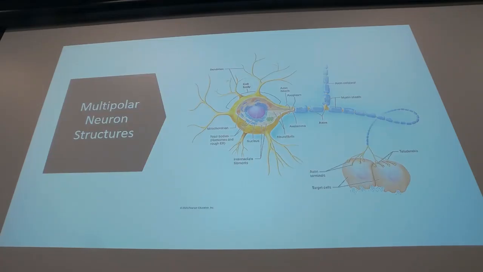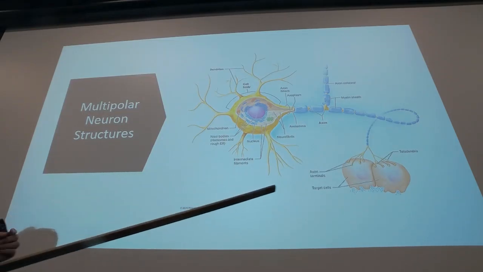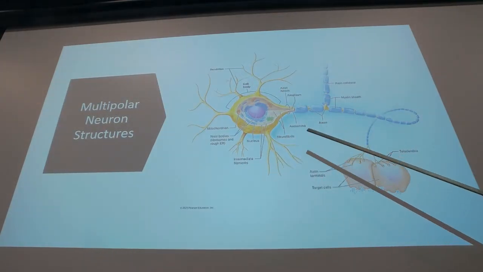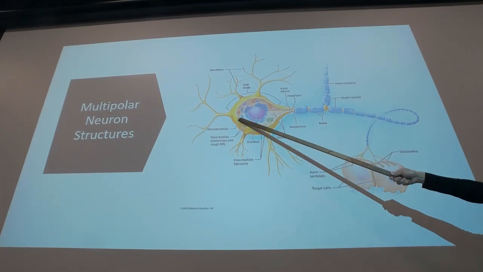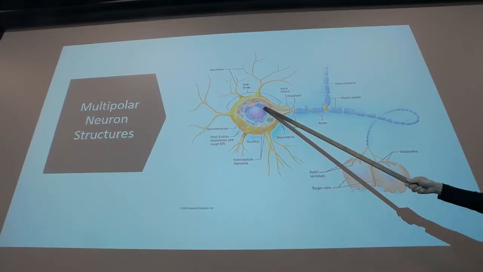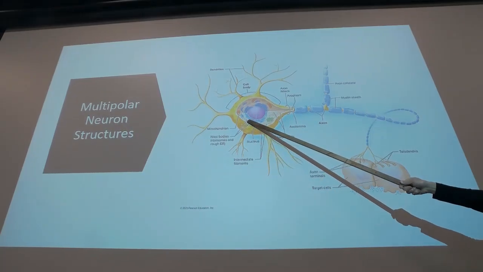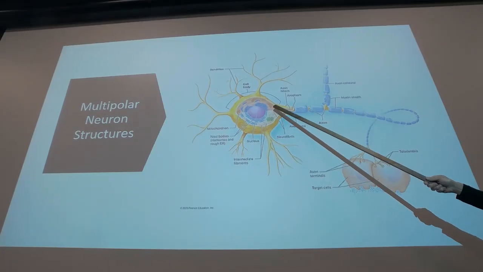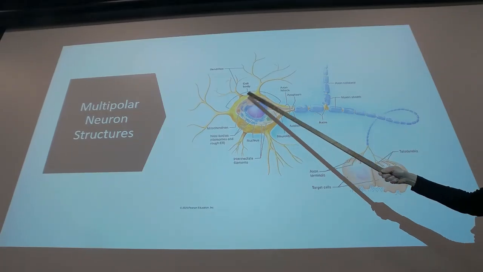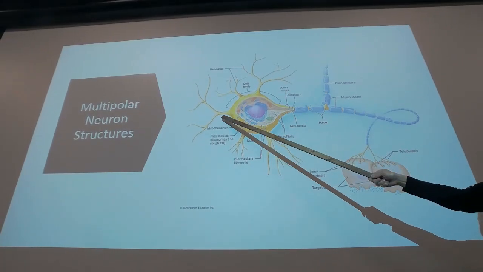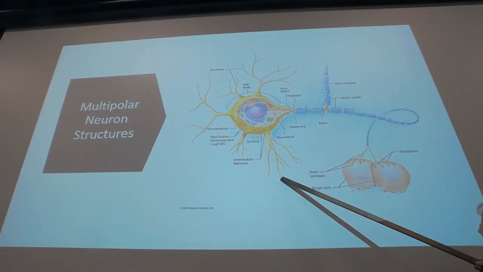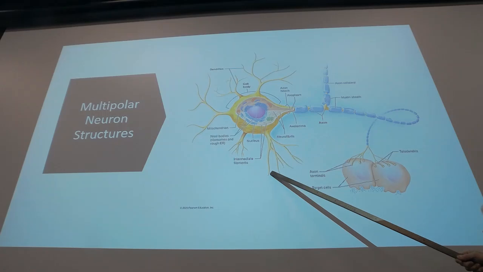So here are the parts of the neuron. This neuron is classified as multipolar because it has multiple extensions. This is the bulk of the neuron. What is the name of this? Soma. And then out of the soma, we have these branches looking like branches of a tree. What is the name of these branches? Dendrites. It's not labeled in here, but the tip of the dendrites will be the telodendrite.